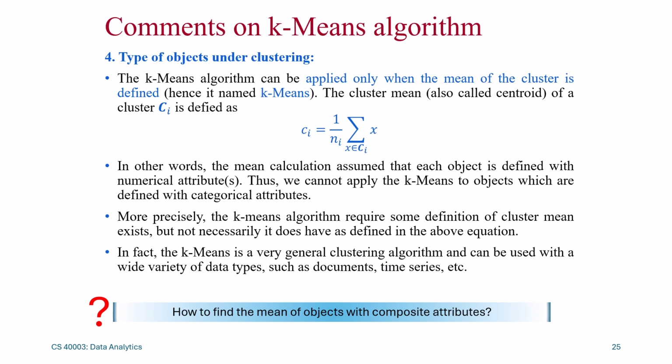The k-means algorithm can be applied only when the mean of the cluster is defined. The cluster mean of a cluster capital Ci is defined as Ci equals 1 by Ni, sum of x where x is an element of capital Ci. In other words, the mean calculation assumes that each object is defined with numerical attributes. Thus, we cannot apply k-means to objects which are defined with categorical attributes. More precisely, the k-means algorithm requires that some definition of cluster mean exists, but not necessarily exactly as defined in the above equations.